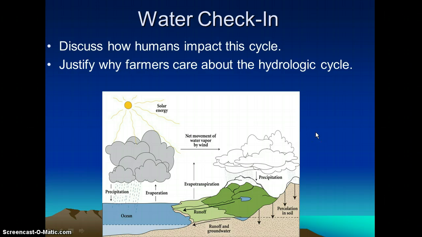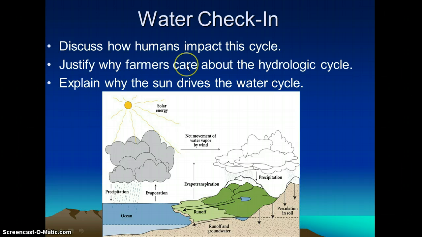Would you be able to justify how farmers might be able to be impacted by this cycle, or why they even care about it? Do you think you could explain why the sun is the main energy driver for this process? If so, wonderful, you're on the right track. If not, maybe go back and revisit some of these things.